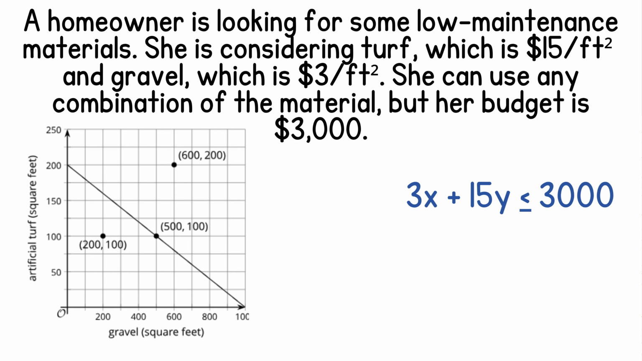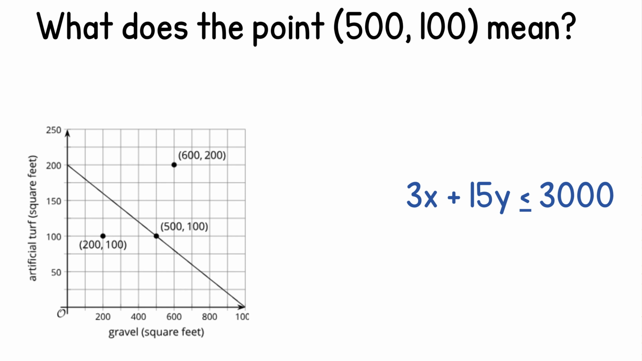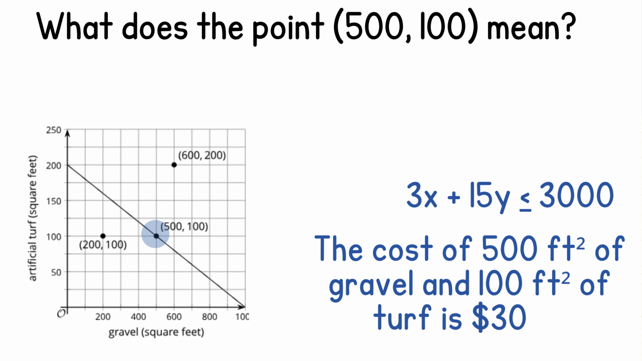Here's a graph of this inequality. There are a few points, and we also see the line that represents the equation. What does the point (500, 100) mean? We can see this point right here, and it falls exactly on the line. Since it falls directly on the line, that tells us that the cost of 500 square feet of gravel and 100 square feet of turf is exactly $3,000.